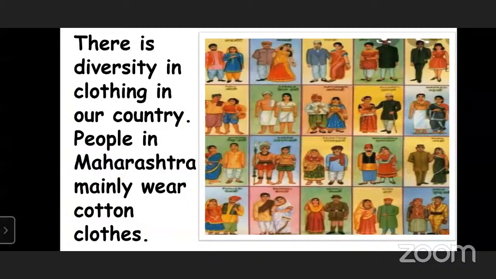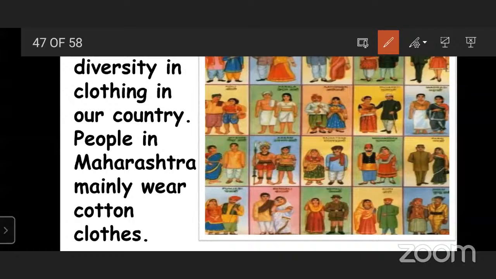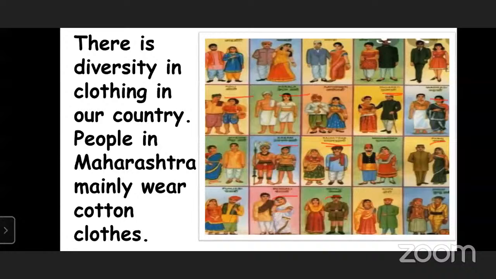You can see this picture here. See how the Rajasthan people are wearing their clothes. The Assamese people, the Parsi, Madras, Gujarati, Kerala, Kohli, Bengali, Nepali. So different people in our country wear different types of clothes. And some people wear clothes according to the climatic conditions as well. See, there is diversity in clothing in our country.